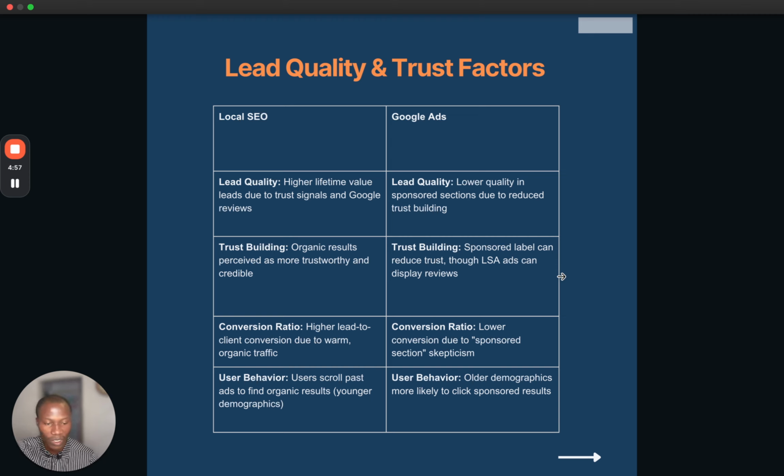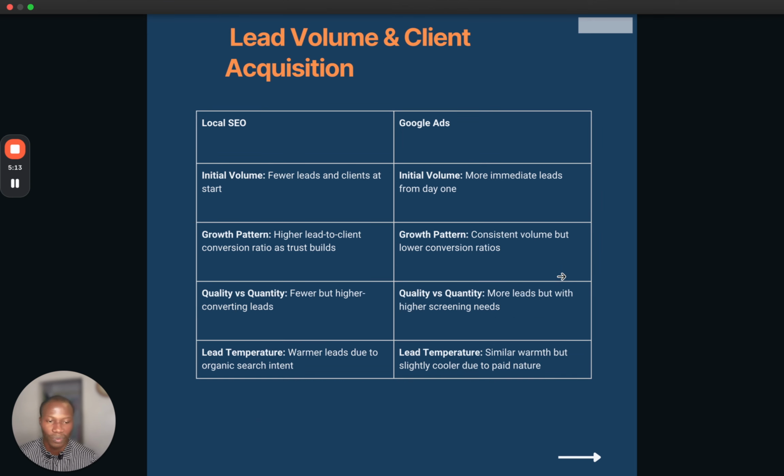Then the user behavior. Users scroll past ads to find organic results. This is mostly common within the younger generations. And user behavior on the older demographics: they are more likely to click on sponsored ads because they just want to get their services done as much as they can. Then we'll talk about lead volume and client acquisition.